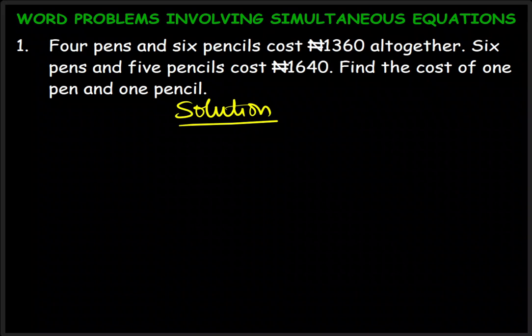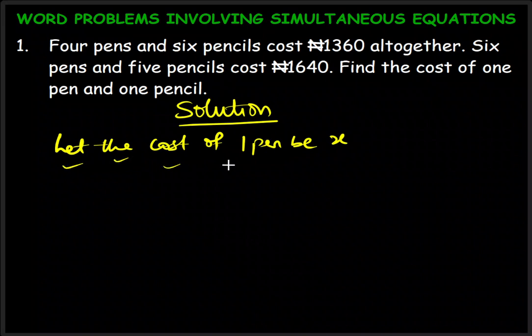So what that means is that we don't know the cost of 1 pen and we don't know the cost of 1 pencil. Because if we know the cost, we can find the cost of 4 pens and the cost of 6 pencils, and then that will give us 1,360. So what we are gonna do is assume a value for 1 pen and 1 pencil. So we will say let the cost of 1 pen be X, and let the cost of 1 pencil be Y.